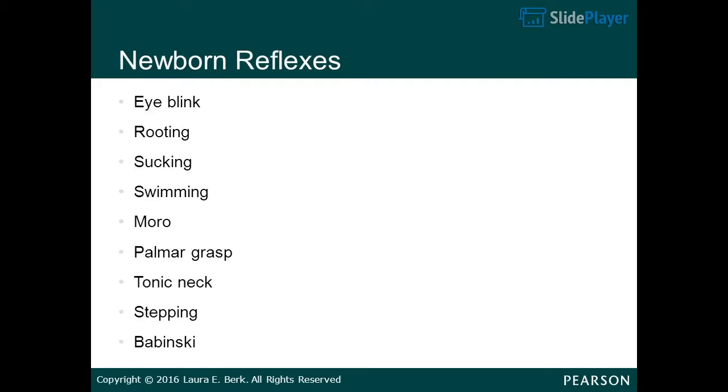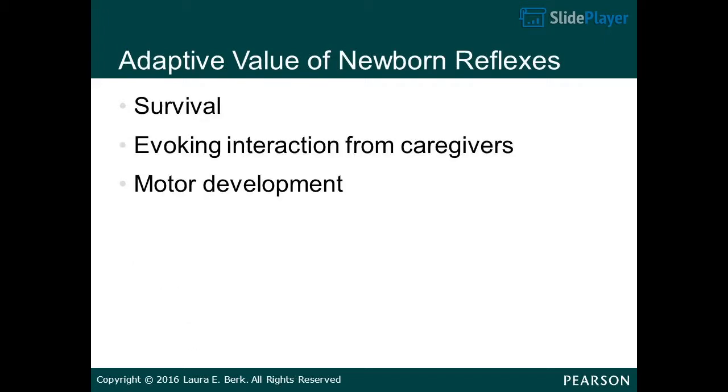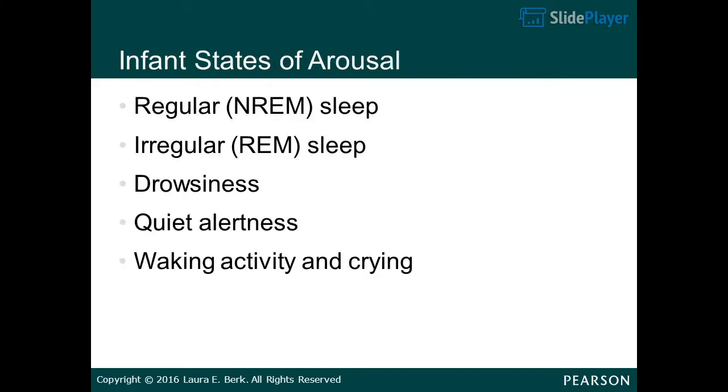Newborn reflexes: eye blink, rooting, sucking, swimming, moro, palmar grasp, tonic neck, stepping, Babinski. Adaptive value of newborn reflexes: survival, evoking interaction from caregivers, motor development. Infant states of arousal: regular, NREM, sleep; irregular, REM, sleep; drowsiness; quiet alertness; waking activity and crying.